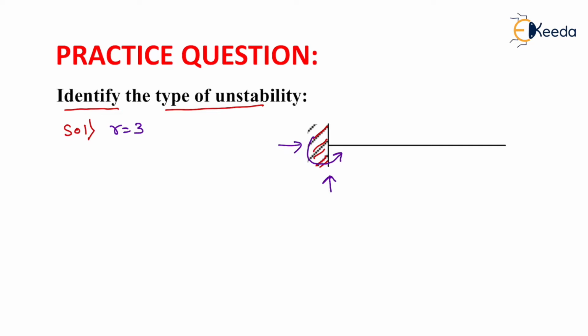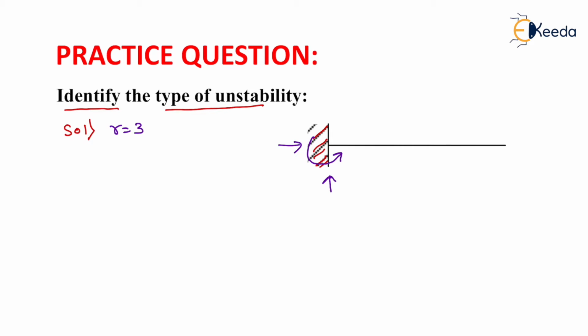Now we need to check two conditions. First, whether all the reactions are parallel or not. In this case, all the reactions are not parallel, so the first case fails. Now we need to check the other case, whether the three forces or the three reactions are acting at a single point or not.